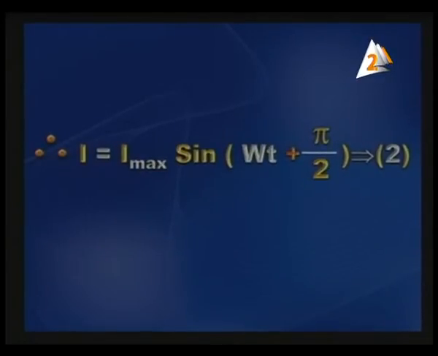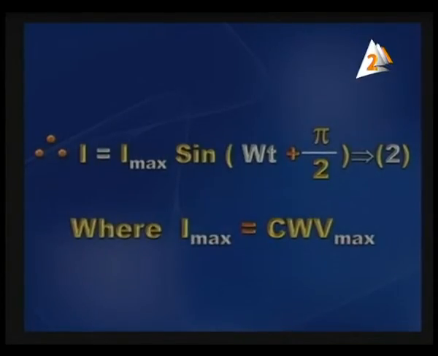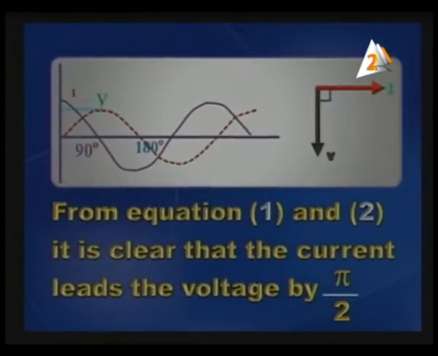So we can say the instantaneous current is equal to the maximum current sine (omega t plus pi over 2), where I maximum, of course, is equal to C omega V max. From equation 1 and 2, it is clear that the current leads the voltage by pi over 2. Let me say it again: from the two equations, equation 1 and 2, it is clear that the current leads the voltage by pi over 2.